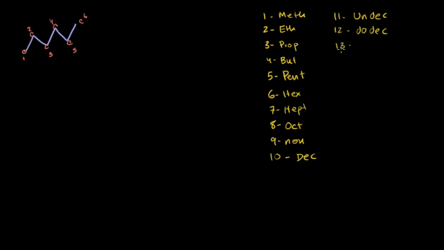13 is tridec, 14 is tetradec, and so on. You can write till 20, but that's not in our syllabus, so we are not going to discuss it here in detail. Right now we have to only focus on the 1 to 10 prefixes, right? That is meth, eth, prop, but, pent, hex, hept, oct, non, and dec. Clear? See, it's very easy.